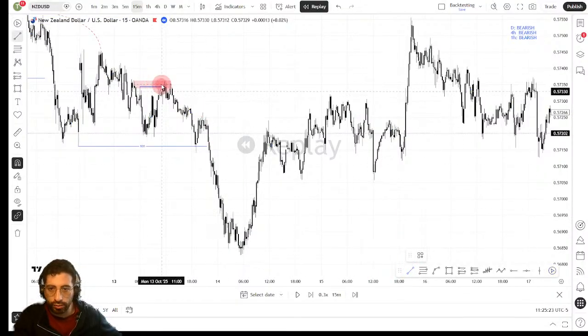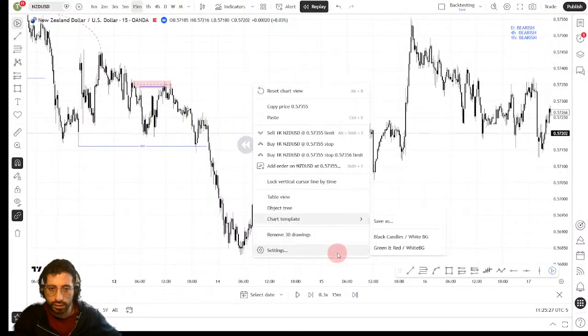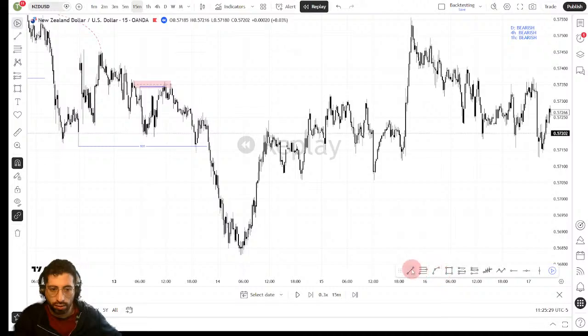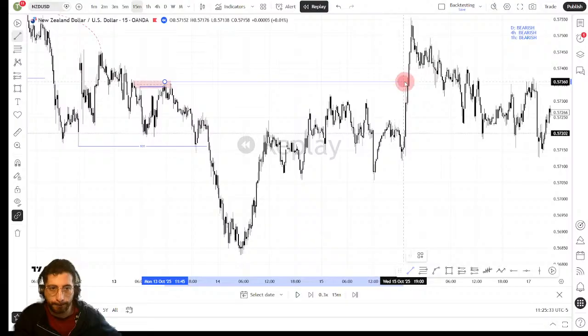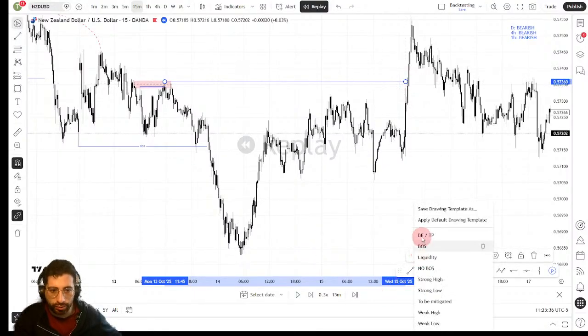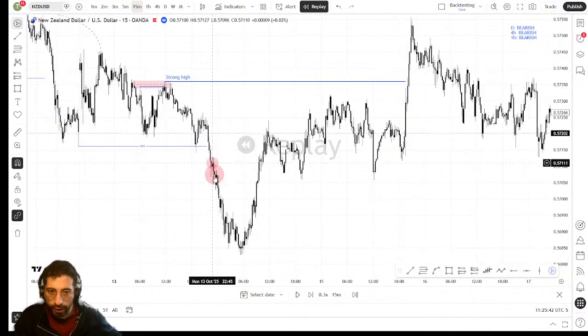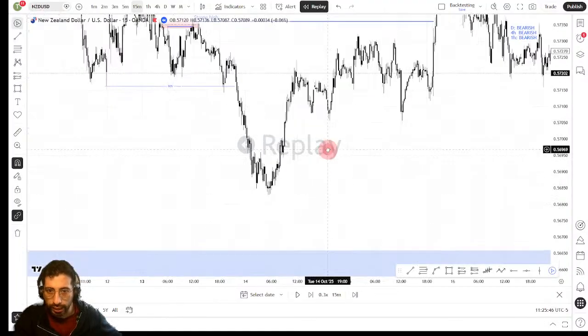And this will become our strong high. This was a certain moment or a strong high, so the high that would be likely respected by the price, right? Strong high, boom. Now, what happened here was that the price, well, didn't do it, and actually it reacted here.